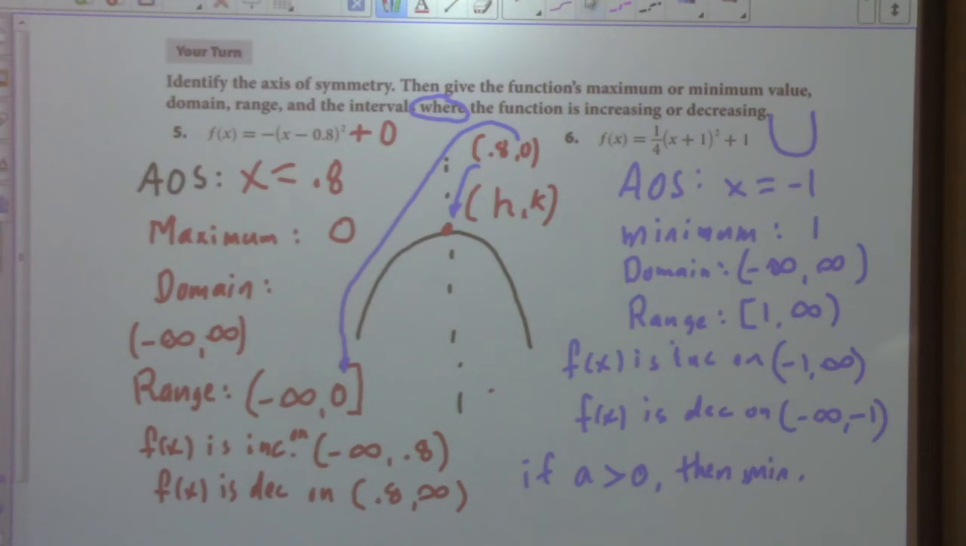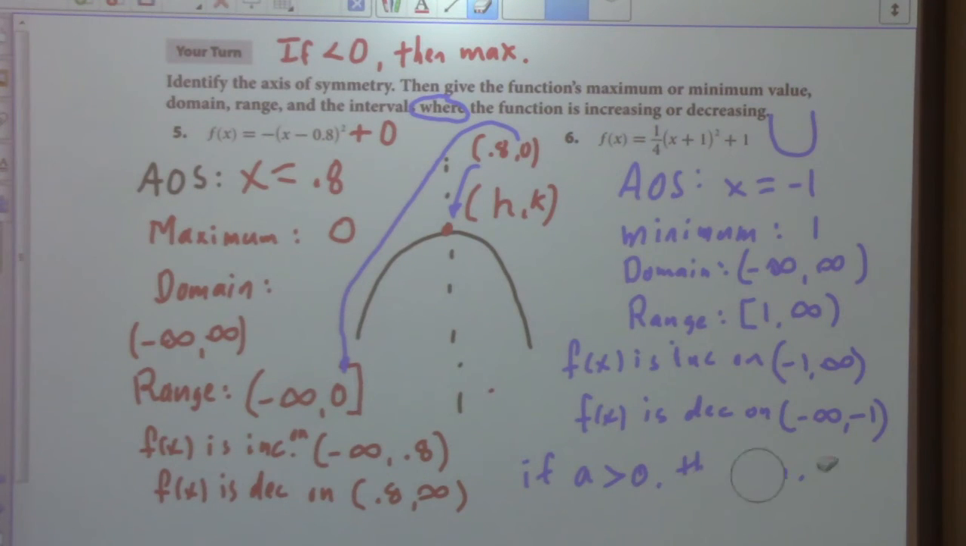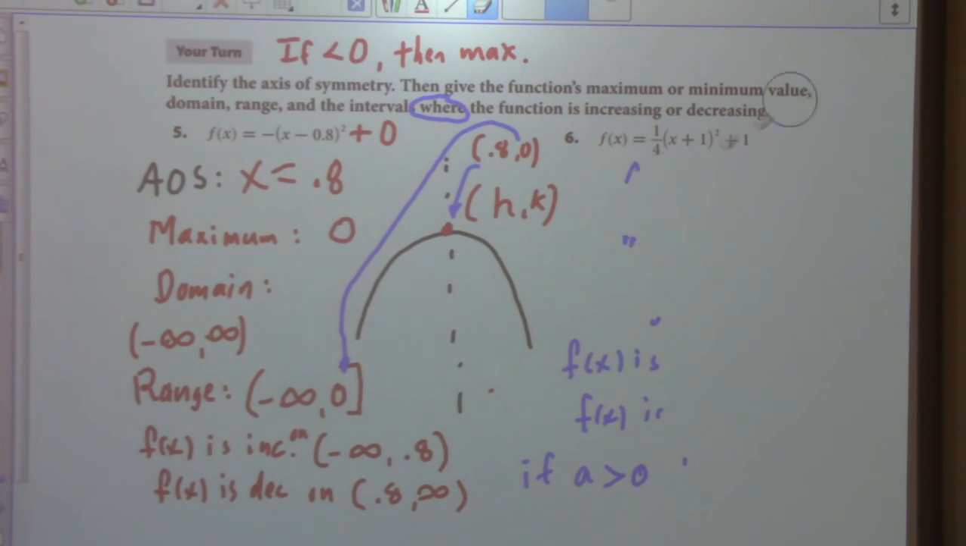What about if a is less than 0? I'll write up here. If a is less than 0, like in this one right here, then you have a what? Maximum. Okay? And again, you can test it with your calculator, depending on the opportunity for you to do so. Okay? Get ready for the next class.